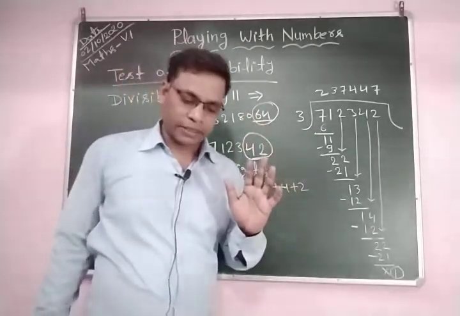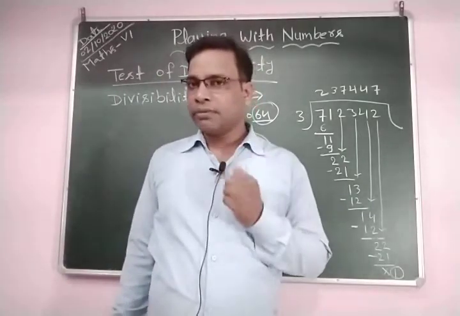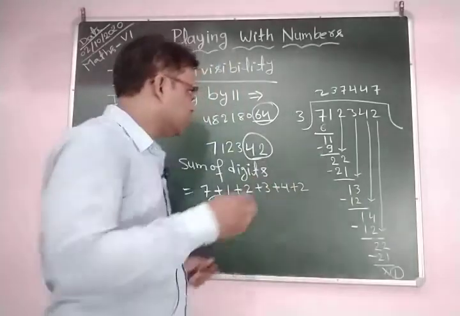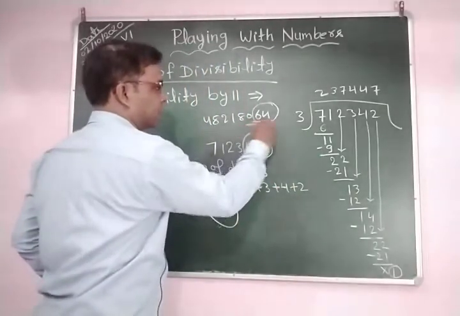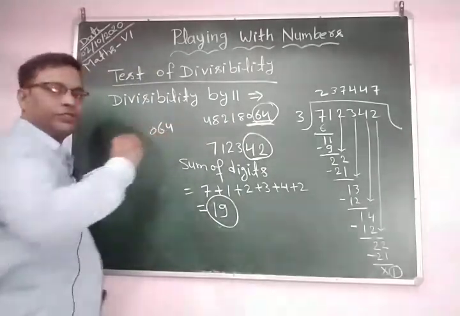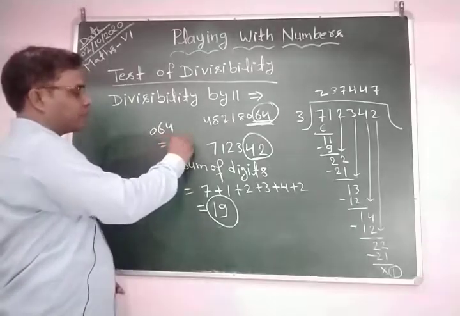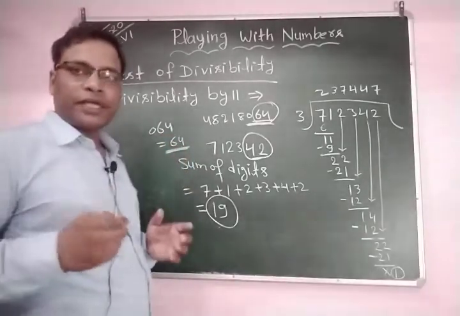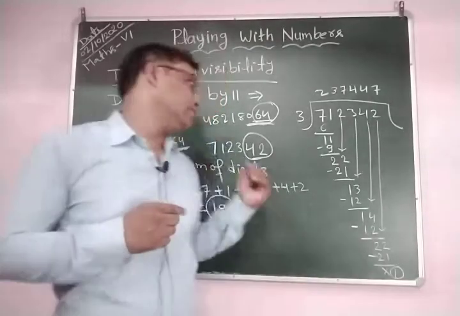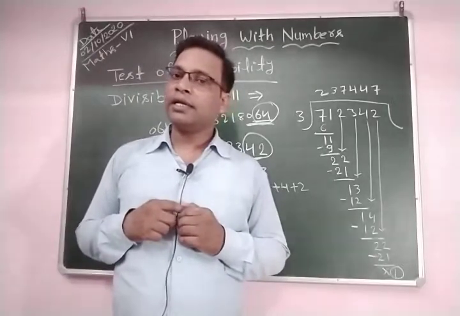Similarly, in the case of the divisibility test of 8, a number is divisible by 8 if the last three digits are divisible by 8. Here the last three digits are 064. So if 064, that is 64, is divisible by 8, then the whole number is divisible by 8. I hope all of you understood the divisibility test of 4 and 8.